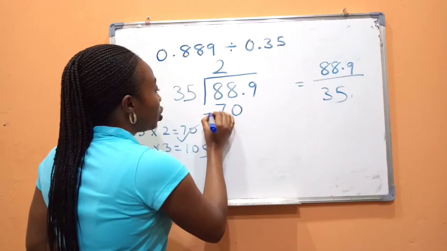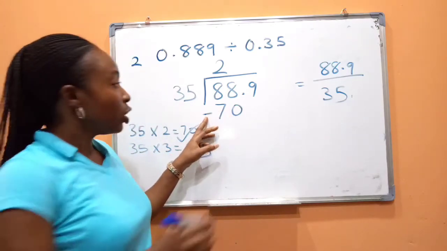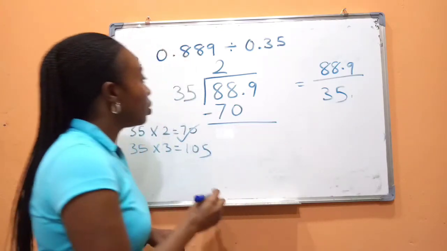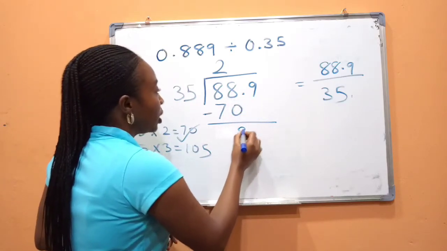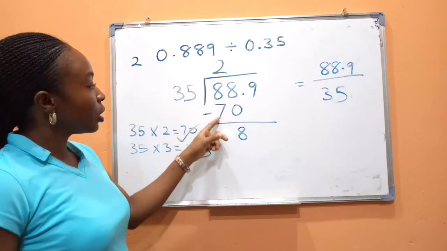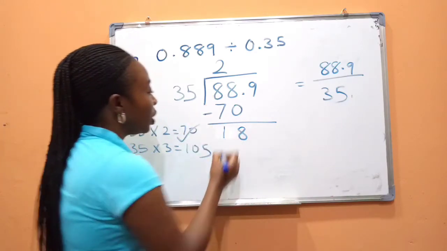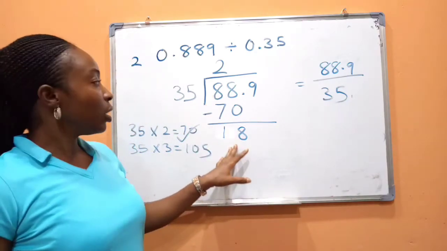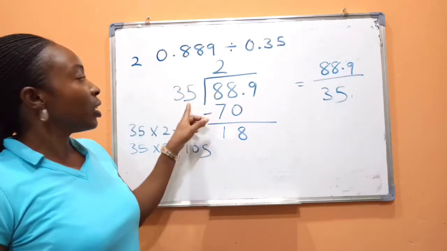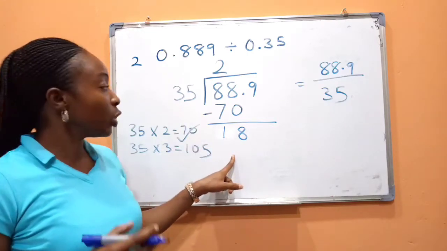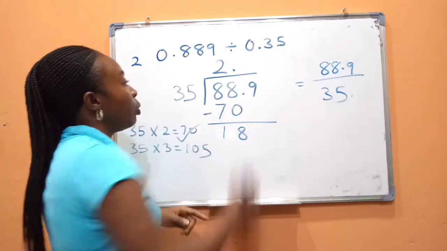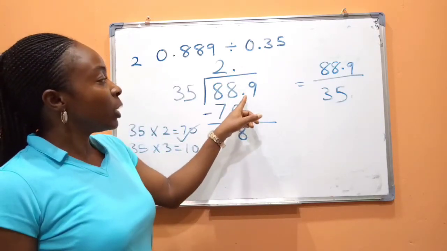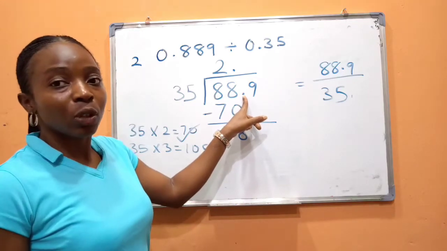Now once you do this, you introduce the minus sign. So by the time we subtract, we are going to have 8 minus 0 gives us 8, and 8 minus 7 gives us 1. So we have 18. Now that we've gotten 18, 35 cannot go into 18. So here's what we're going to do. We are going to put a point here. And when we put a point here, it displaces this point here. So we no longer have a point.